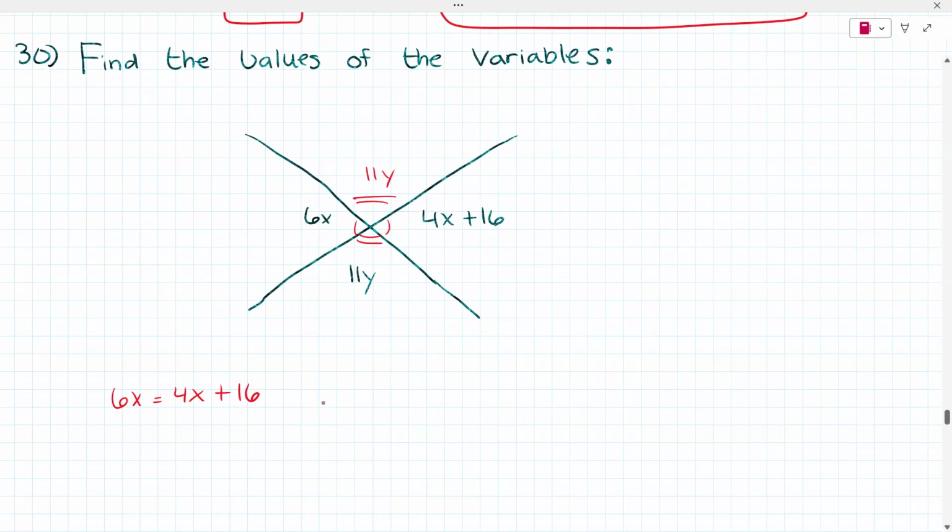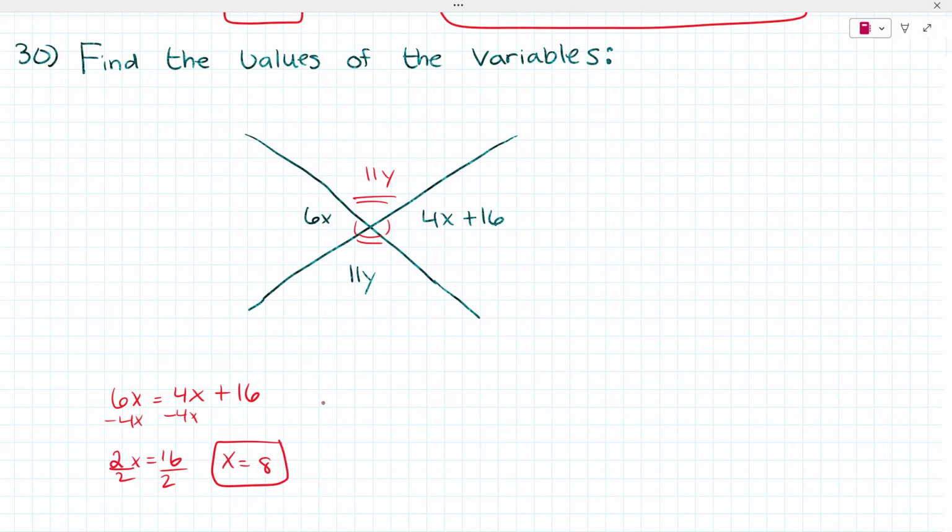Well, we can't just solve our variables for this one because they're two different letters, right? Or can we? Yeah, no, we can. We can solve for x. Okay, so I'm going to solve for x. By subtracting 4x, 6x minus 4x is 2x equals 16. Divide this by 2. x equals 8. We're probably going to need this. So x equals 8. Now, how do we find our y?